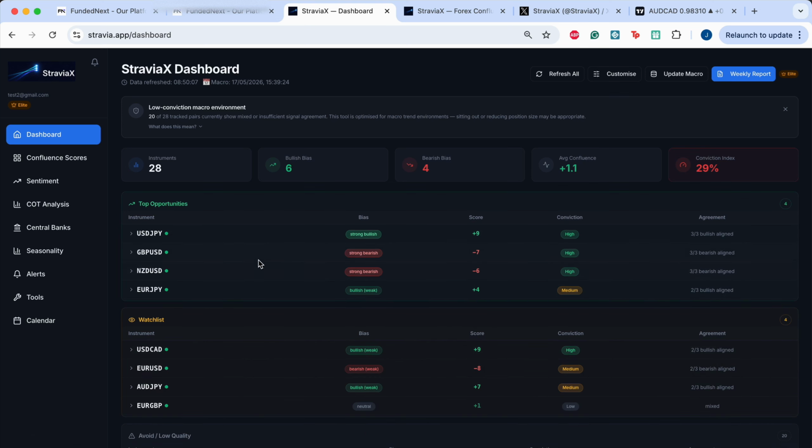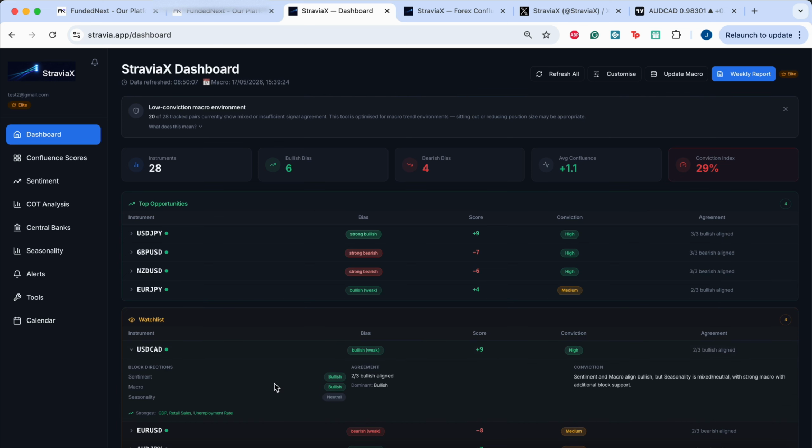And I think this is powerful because it helps you focus in on probably the better opportunities on the market. So for example, you've got USD CAD here, which is also a +9. It's got high conviction, but it's only got 2 out of 3 aligned. So this would be a fine secondary play, but the seasonality isn't quite there. All the macros and the sentiment point together, but USD JPY looks like it'd probably be a better option.